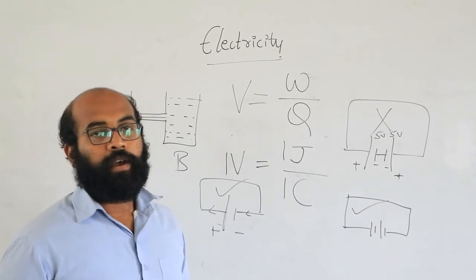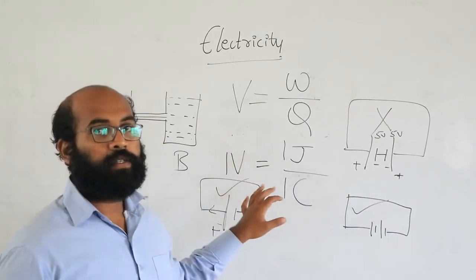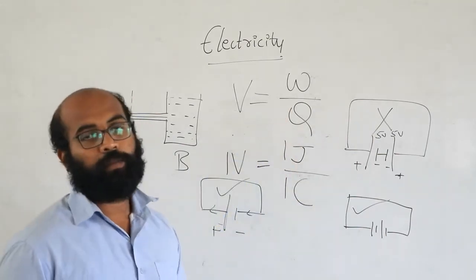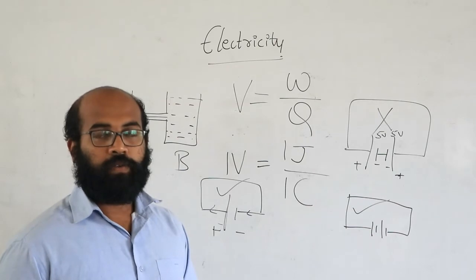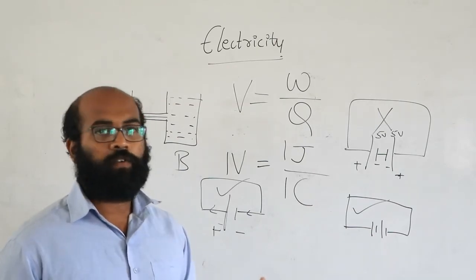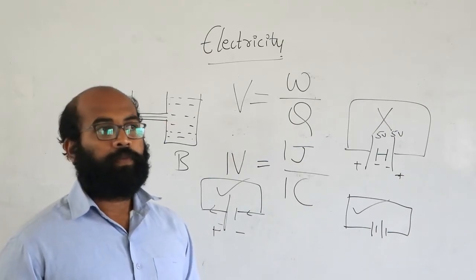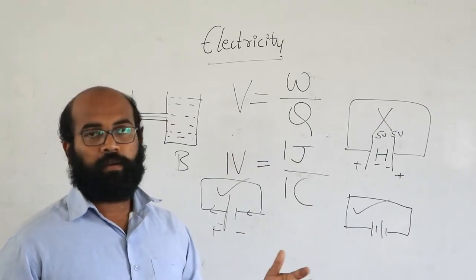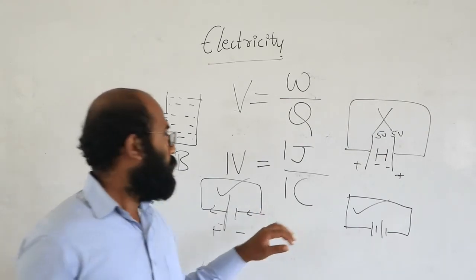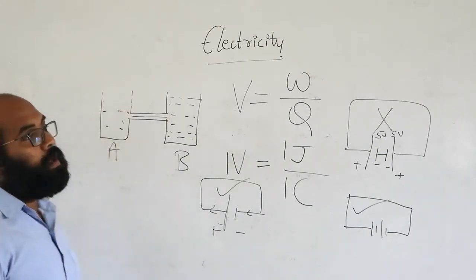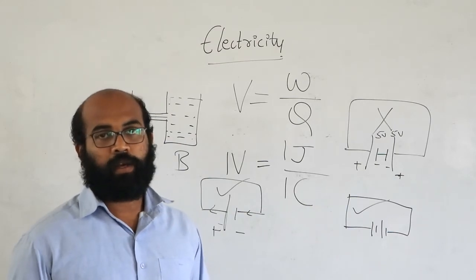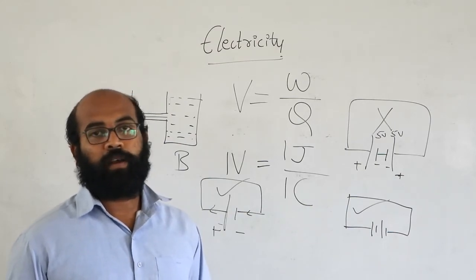So I repeat, potential difference is the amount of work done to move charge from one point to another point in a conductor. When the potential difference is the same, there is no flow of charge. You can take another example, like water level, or air movement.